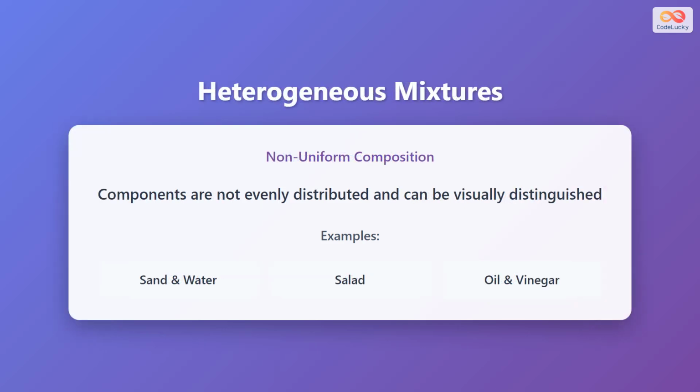The second type is heterogeneous mixtures. In these mixtures, the components are not evenly distributed, resulting in a non-uniform composition. You can visually distinguish the different parts or phases of the mixture. The components remain physically separate and can often be seen as distinct particles or layers. Examples include sand and water, where sand particles settle at the bottom; salad, where you can clearly see individual vegetables; and oil and vinegar, which separate into distinct layers because they don't mix uniformly.